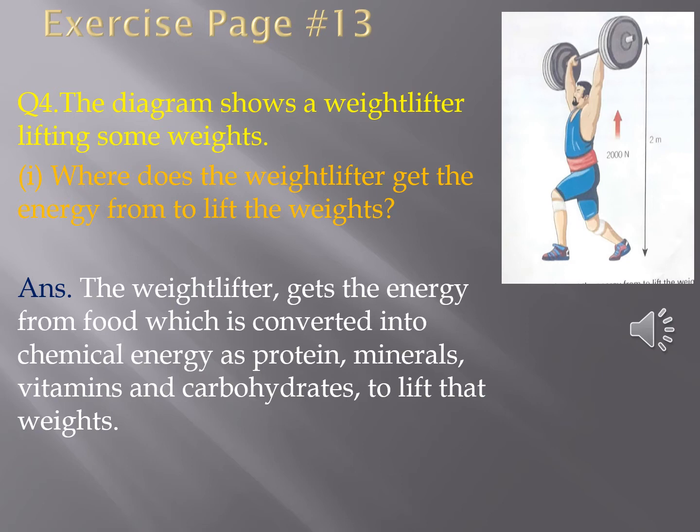The diagram shows a weightlifter lifting some weights. Part 1. Where does the weightlifter get the energy from to lift the weights? Its answer is, the weightlifter gets the energy from food, which is converted into chemical energy as protein, minerals, vitamins and carbohydrates, to lift the weights.